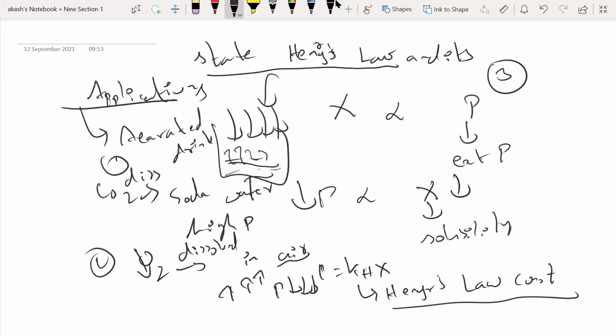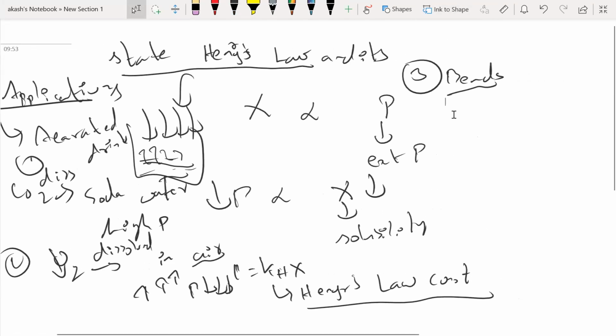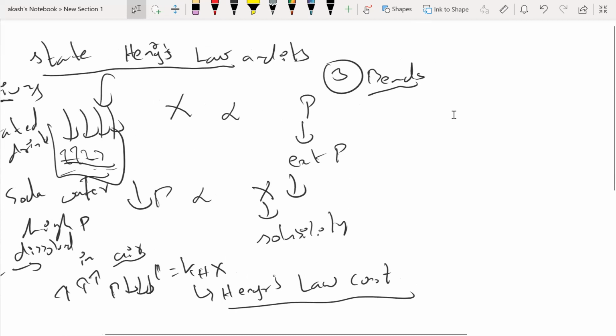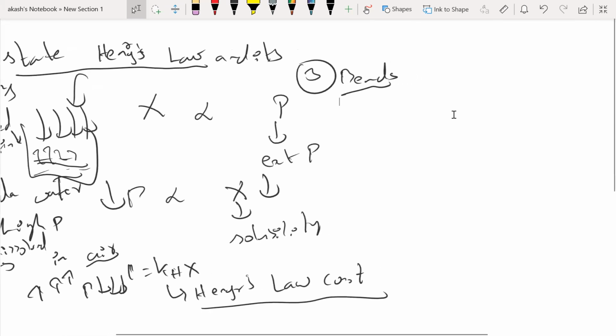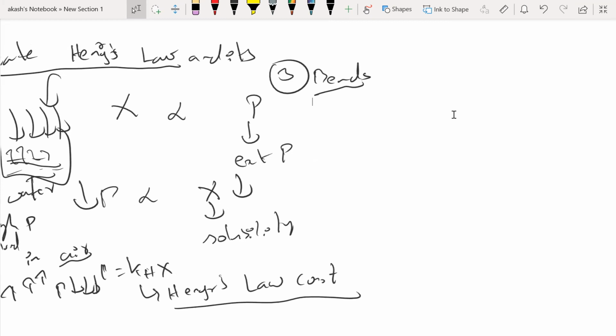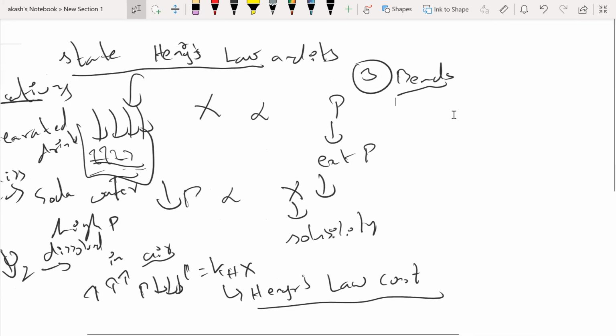Third application. Scuba divers use helium instead of nitrogen because helium has low solubility in blood. Correct. If nitrogen is used, then there is a painful physical condition called bends. To avoid this effect, we use dilute helium. Understood. Yes, that is what is called bends. That's the third application.